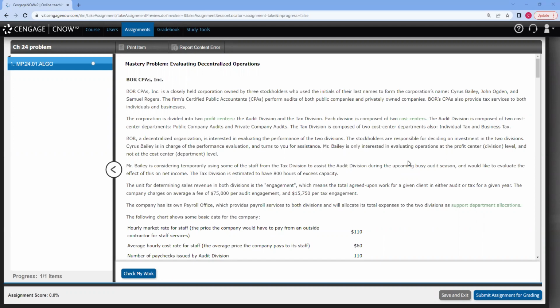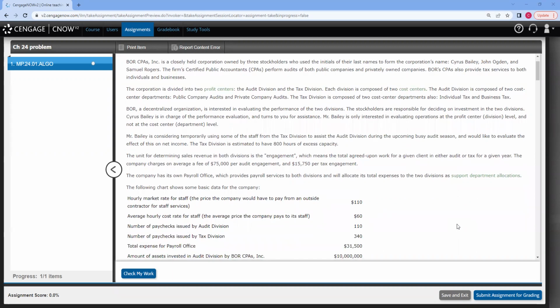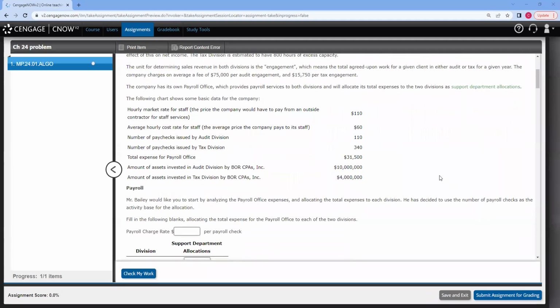So we're talking about a company, VOR CPAs, and they have a staff that operate in a couple different divisions. The audit division and tax division are their two profit centers. And so they have some costs that are administrative overhead that are allocated, and specifically the one that we're looking at the beginning of the problem is the payroll office.